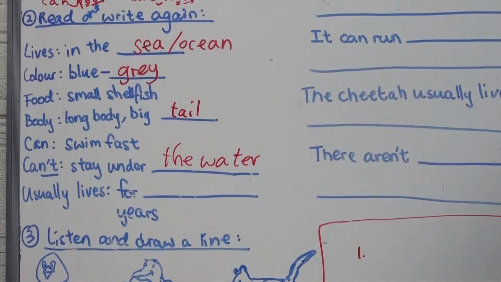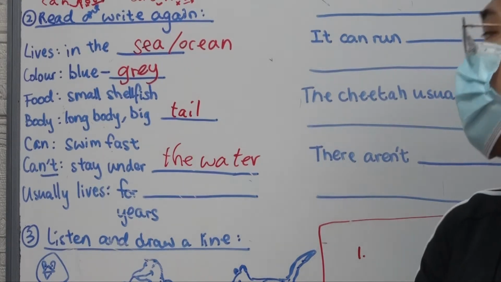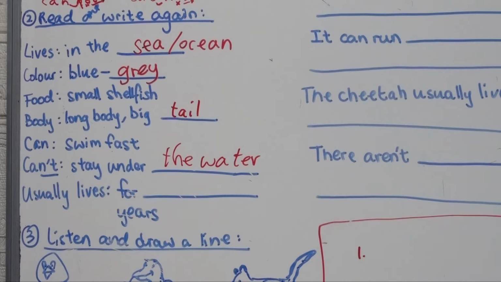Why can't they stay under the water? Because like you and me, they have to breathe, okay? So whales are not fish. Actually, whales are not fish. Whales are mammals, okay? Whales are mammals like monkeys, like people. We're all mammals, right? We give birth to babies. But this mammal, the whale, lives in the sea, a special kind of mammal.